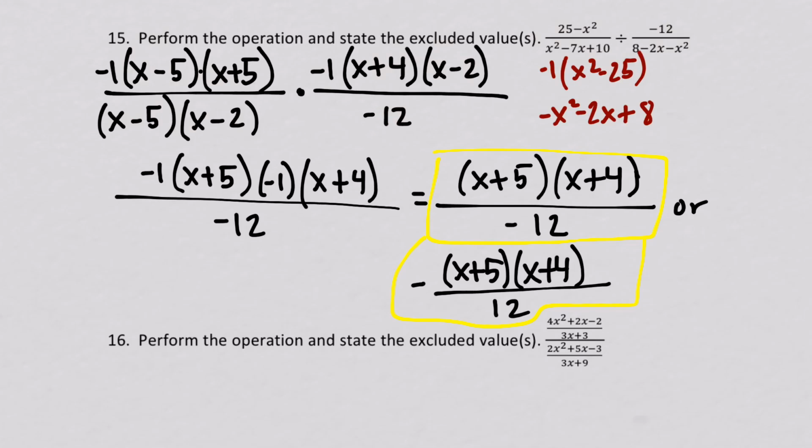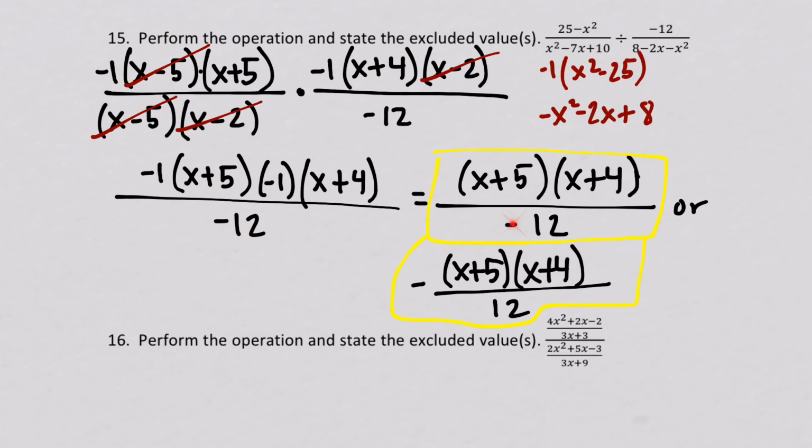Okay, at that point I canceled, and you can see that what's going to cancel is the x minus 5 here and the x minus 5 there, the x minus 2 and the x minus 2 there. So what's left in the numerator is a negative 1, x plus 5, another negative 1, and an x plus 4. In the new denominator, just negative 12. Then I multiply the negative 1 times the negative 1 to cancel them out. That becomes positive 1, so they're basically gone. So x plus 5 times x plus 4 over negative 12.